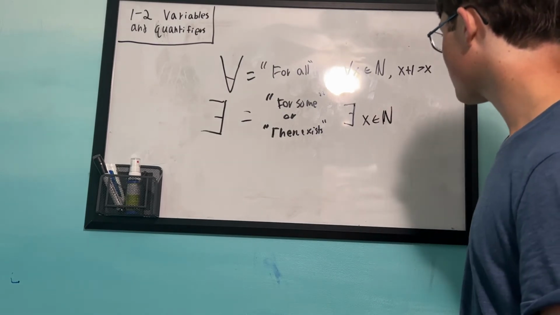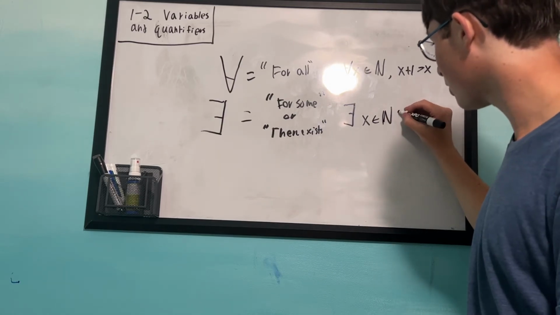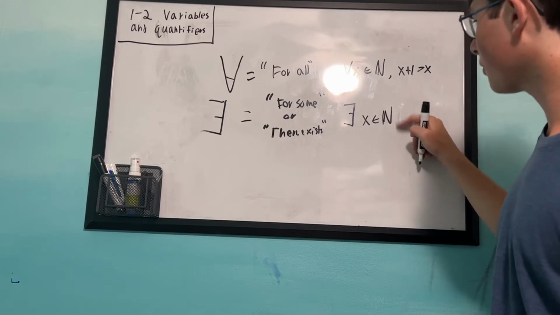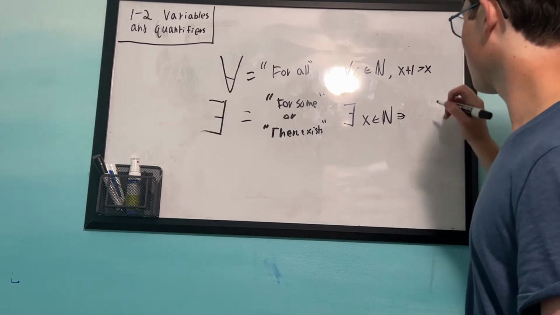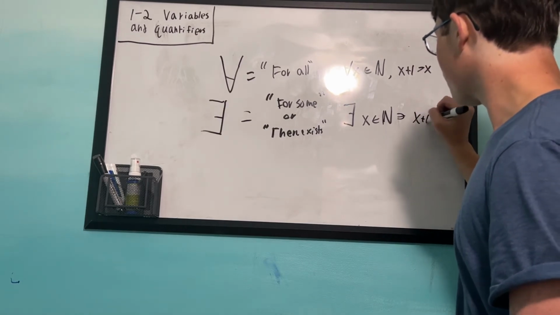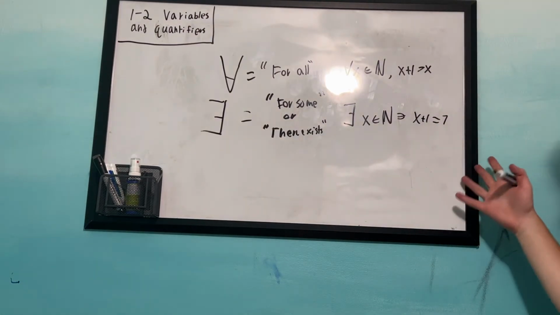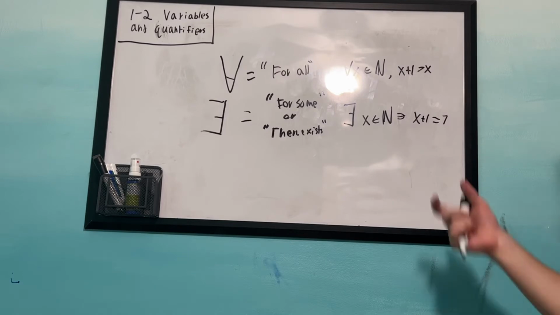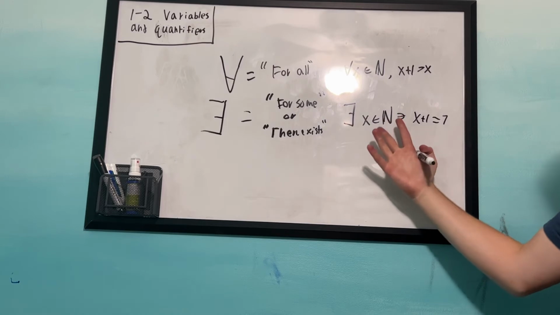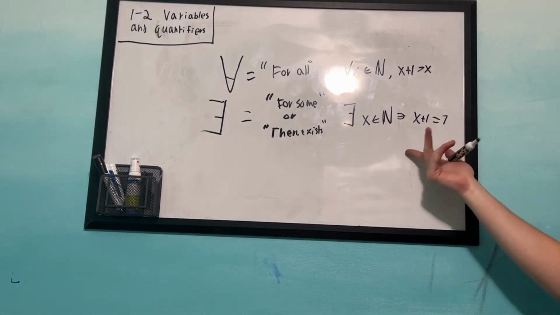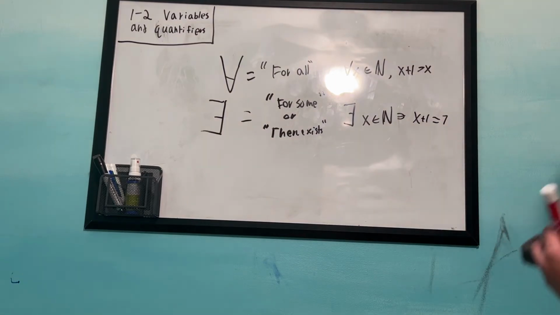There exists a natural x such that, and if you want to use such that, remember you can use a colon, or you can use a backwards epsilon, which also means such that, x plus 1 equals 7. We can use our pre-algebra brains and say x plus 1 equals 7 means x is 6. So there definitely exists a natural x that when you add 1, you get 7. But it's not true for all of them, just that one case. So you can definitely say it exists.